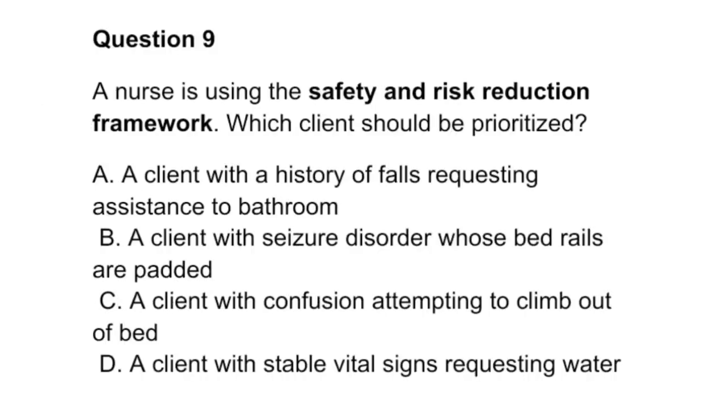Question 9. A nurse is using the safety and risk reduction framework. Which client should be prioritized? A. A client with a history of falls requesting assistance to the bathroom. B. A client with seizure disorder whose bed rails are padded. C. A client with confusion attempting to climb out of bed. D. A client with stable vital signs requesting water.